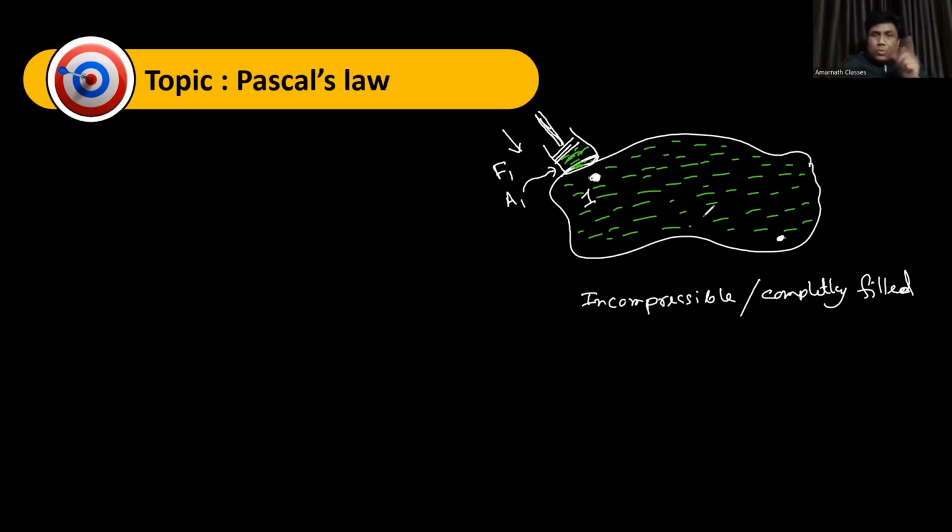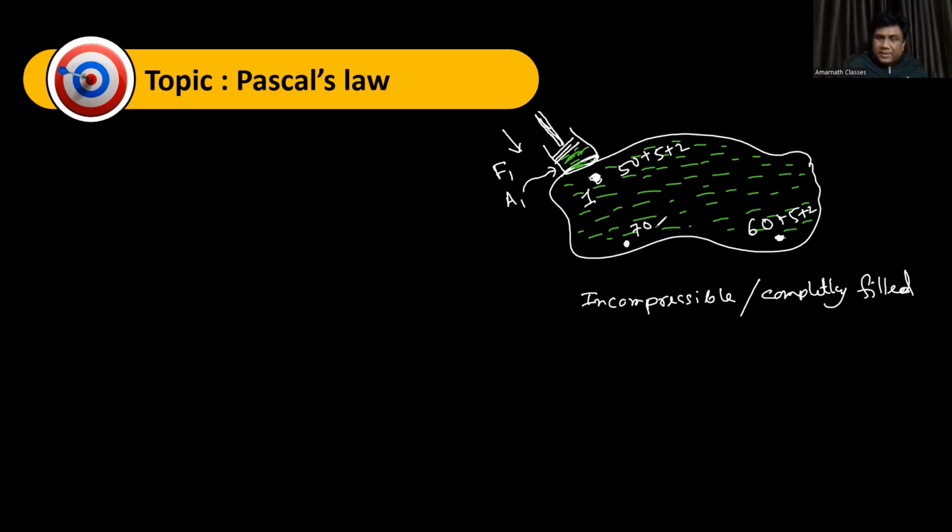What Pascal's law says is that the increment or decrement of the pressure will be transmitted to every point equally and undiminished. Say earlier, at this point the pressure is 50, and at this point say the pressure is 60. When I press it, the pressure here increases by 5, then here also it will increase by 5 only. If I press it more and it increases by 2, then here also it will.